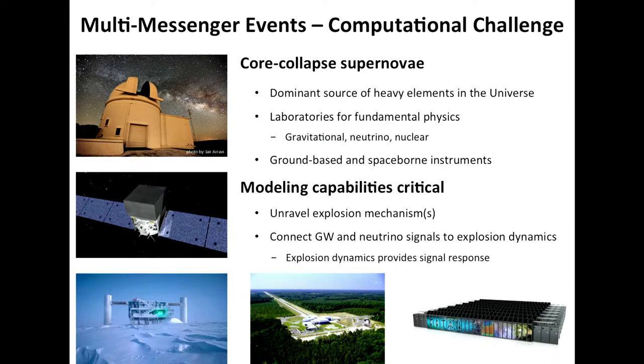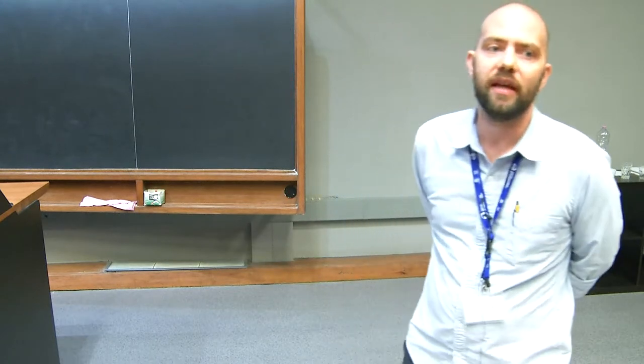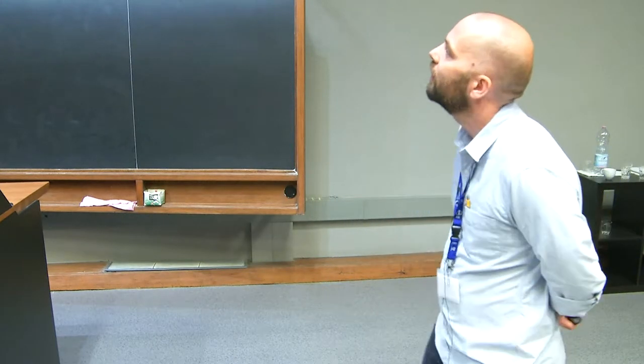Why do we care about core collapse supernovae? They are a dominant source of heavy elements in the universe. They are laboratories for fundamental physics. You can look at core collapse supernovae to probe our knowledge of gravitational physics, neutrino physics, and nuclear physics. They are targeted by ground-based and space-borne instruments covering the entire electromagnetic spectrum, and are also targeted by neutrino detectors and gravitational wave detectors.